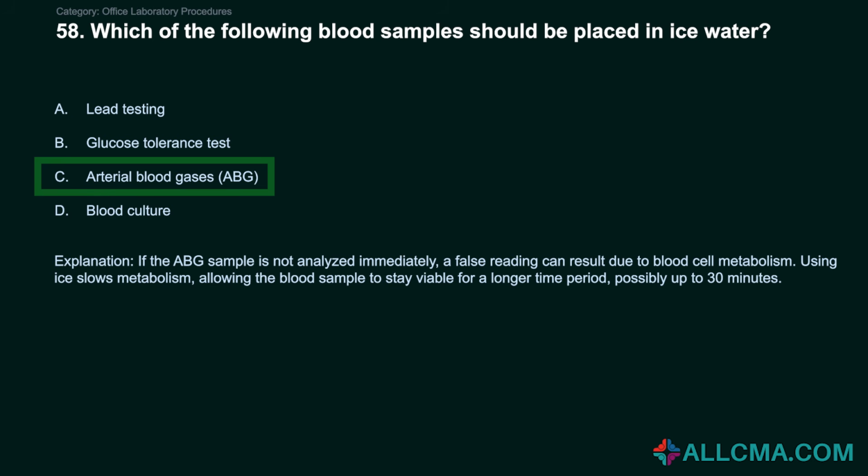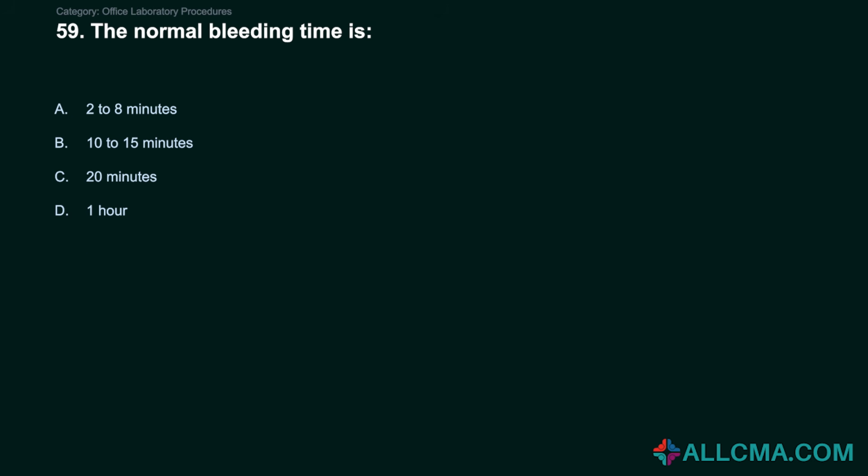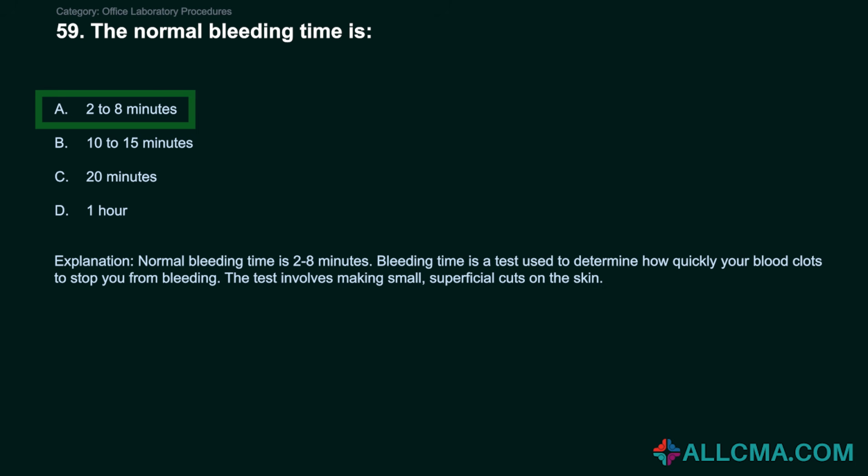59. The normal bleeding time is A. 2 to 8 minutes, B. 10 to 15 minutes, C. 20 minutes, D. 1 hour. Correct answer, A. 2 to 8 minutes. Normal bleeding time is 2 to 8 minutes. Bleeding time is a test used to determine how quickly your blood clots to stop you from bleeding. The test involves making small, superficial cuts on the skin.